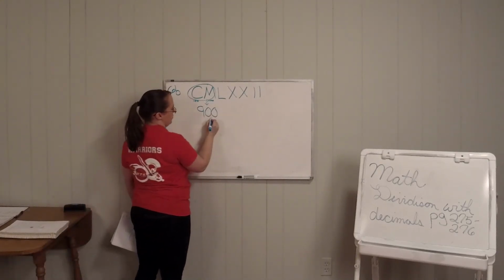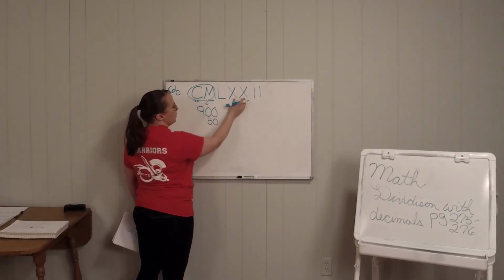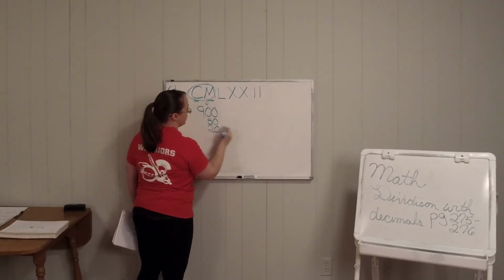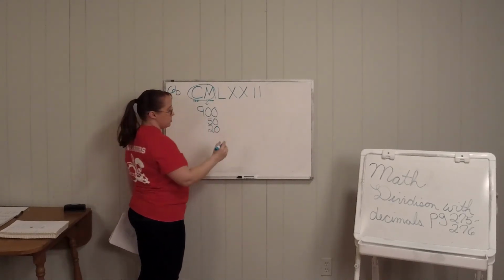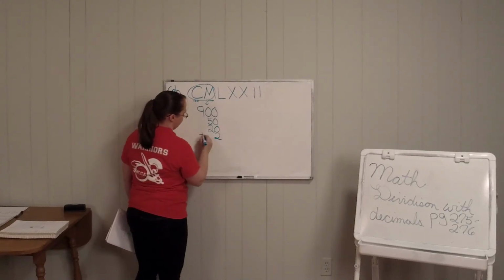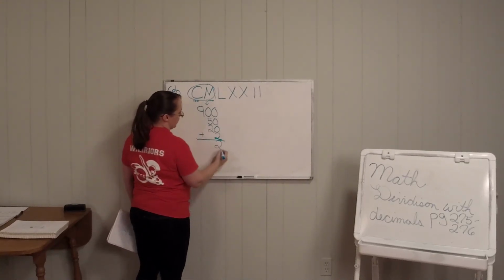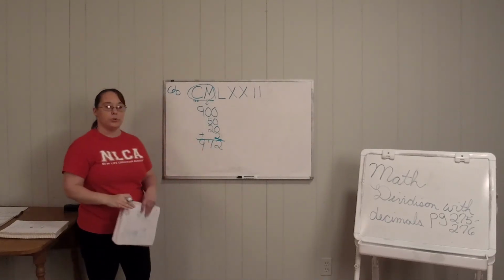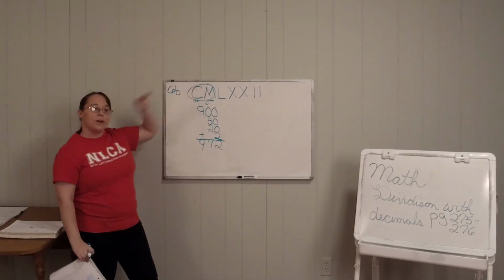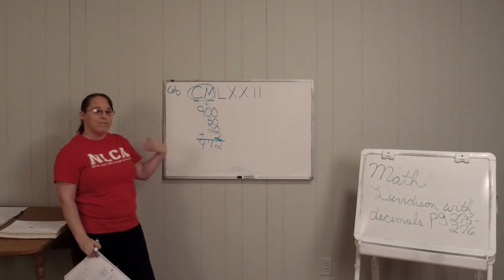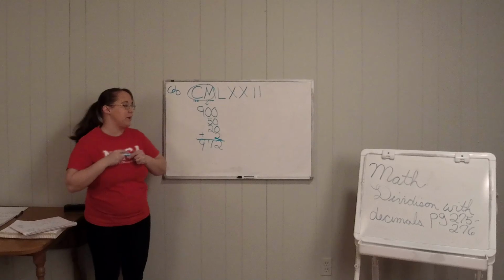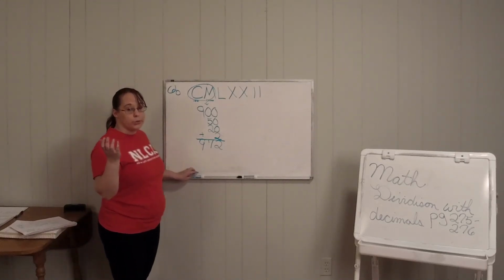L we know is 50. We know X equals 10, so 2 of them make 20. I is 1, so 2 of them make 2. So your number will be 972. Remember, when there's a smaller one in front of a bigger one, you're gonna have to subtract. Just wanted you to make sure you remember how to do your Roman numerals.